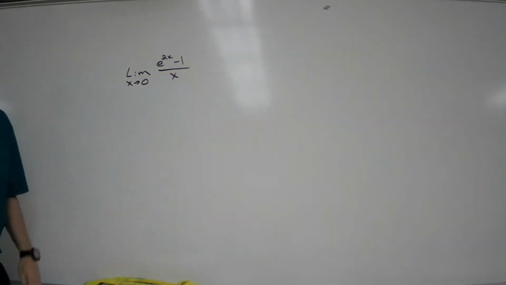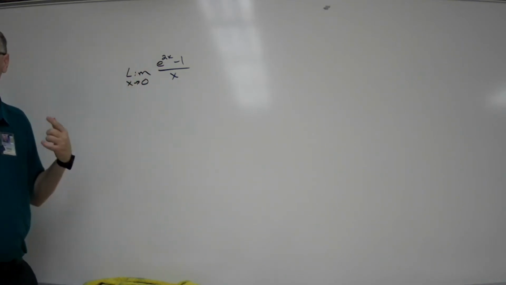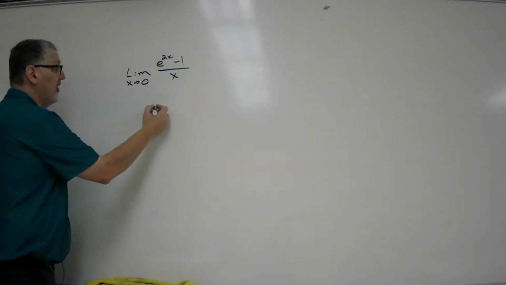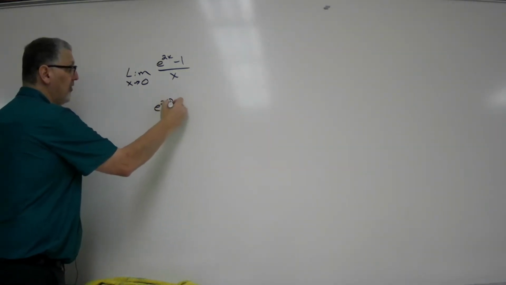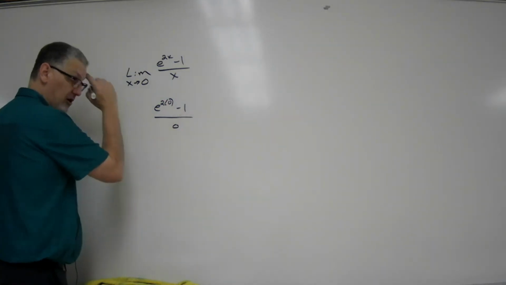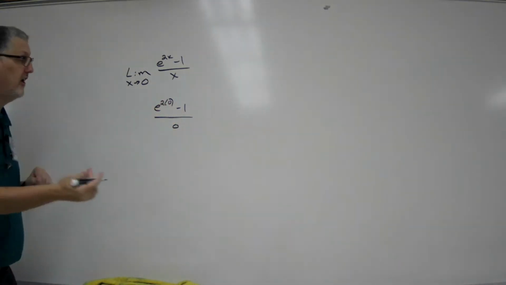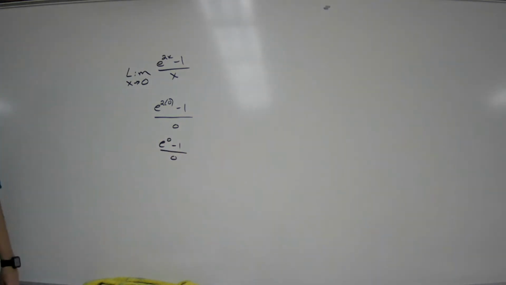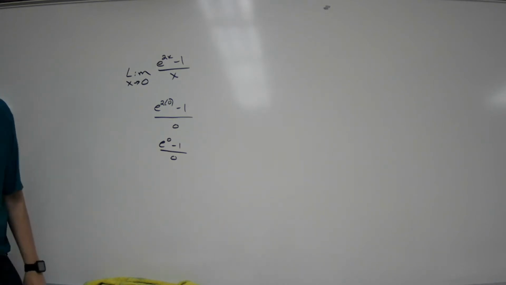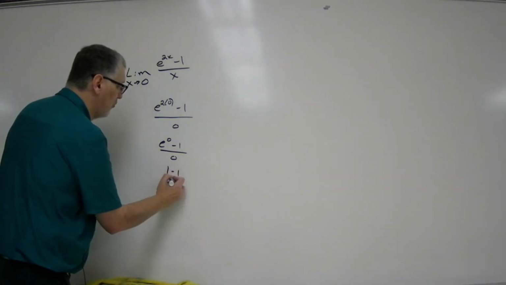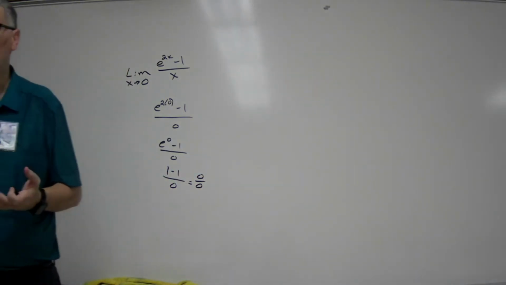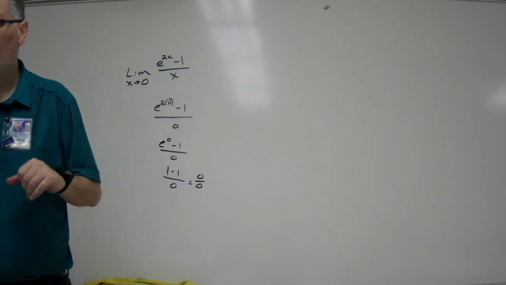Alright, so we need to make sure we're in L'Hopital form. So first thing to do is I'm going to plug in the 0 and see if I get a 0 over 0 or infinity over infinity. So I get e to the 2 times 0 minus 1 over 0. Well, 2 times 0 is 0, and that leaves us e to the 0 power minus 1 over 0. Anything to the 0 power is 1. So we now have 1 minus 1 over 0, which results in 0 over 0. So since it's in 0 over 0 form, we're able to do L'Hopital.